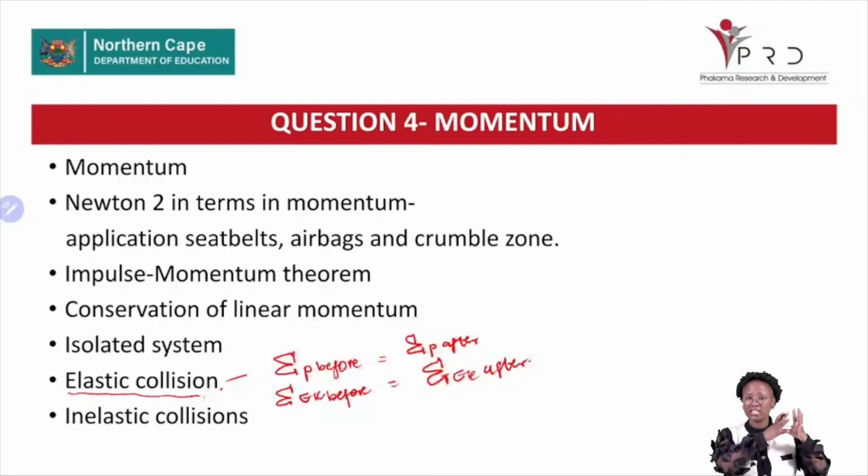Calculate the sum of kinetic energy before the collision separately, and calculate the sum of the kinetic energy after the collision separately. Then compare your answers. If your answers are the same, that's when we say that the collision is elastic.